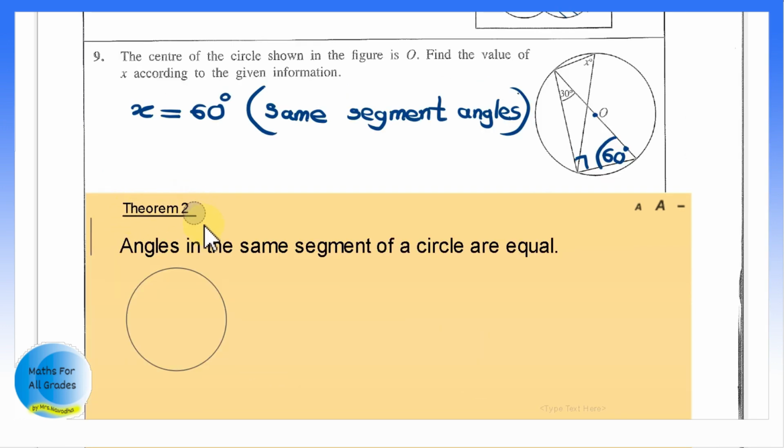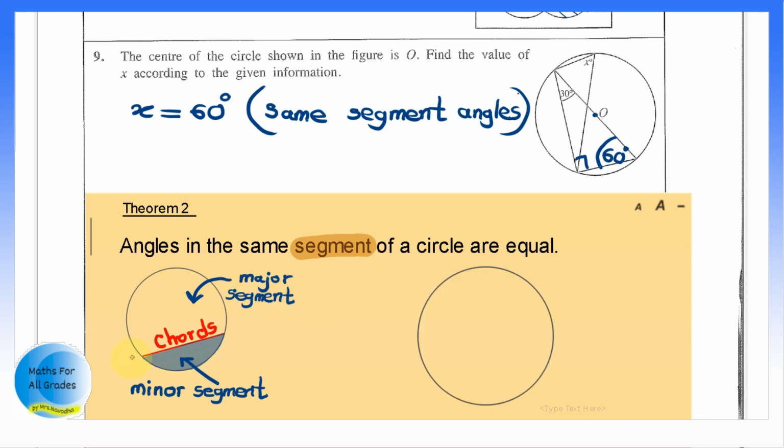And the next theorem you should know is angles in the same segment of a circle are equal. If you don't know what a segment means, hear me out. Now I am going to draw a line that touches the circle on both sides. Such lines we call chords. By this line, the circle has been divided into two segments. This is the minor segment and this one is the major segment.